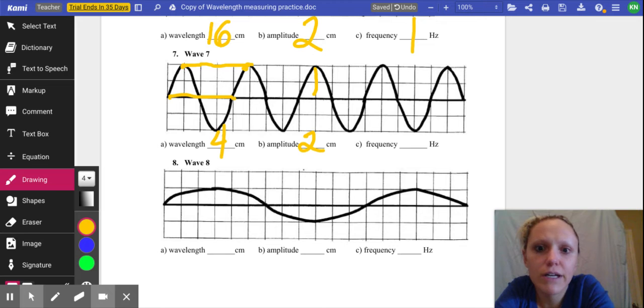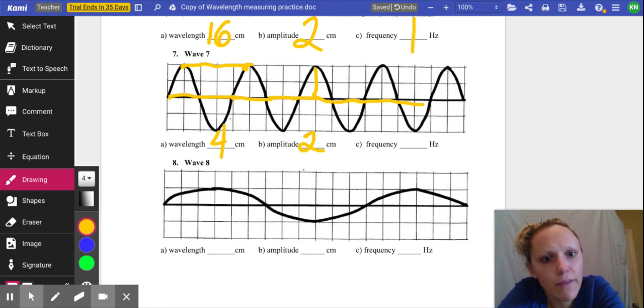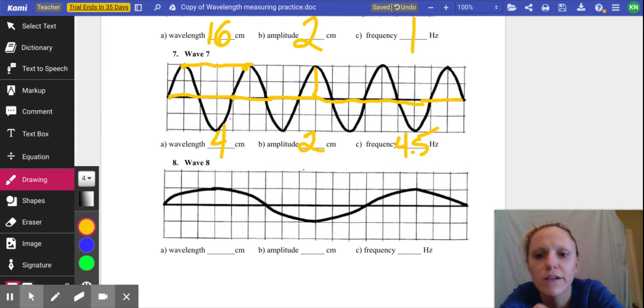So 1, 2, 3, 4. And then we get a little extra credit. So 4.5 hertz. Okay. And then we're on our last one.